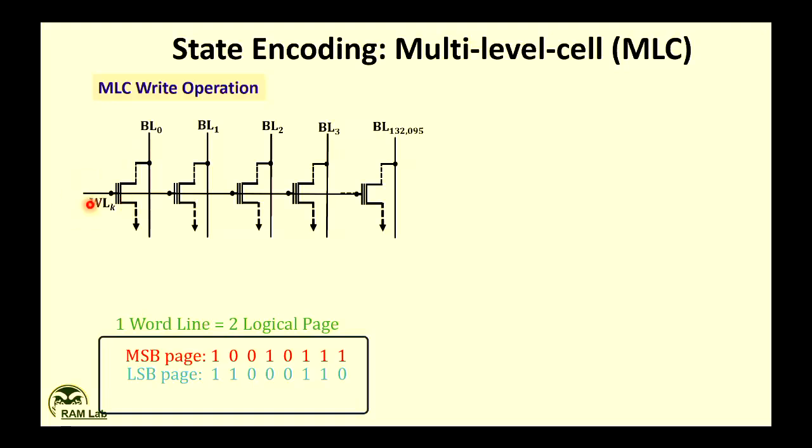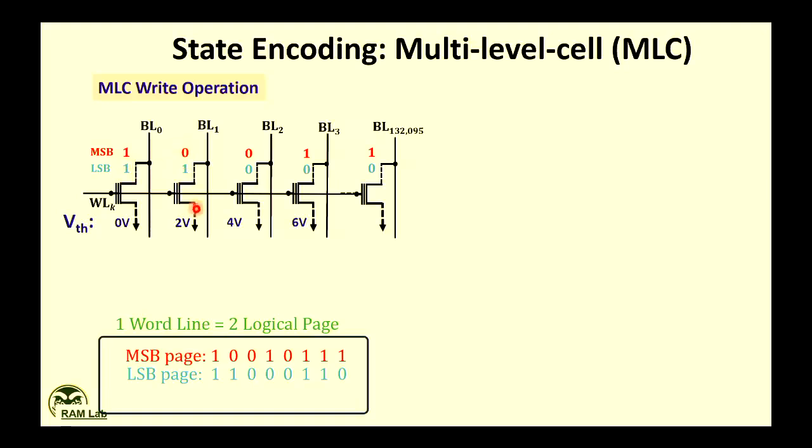For example, this cell will go to which state, the first one? If both bits are 1, it is the erased state, the lowest state. So that's how we will do this encoding. This is the mapping of data. Now I can choose what threshold voltage this cell will go to. This cell will go to the lowest threshold voltage because it is 1, 1.